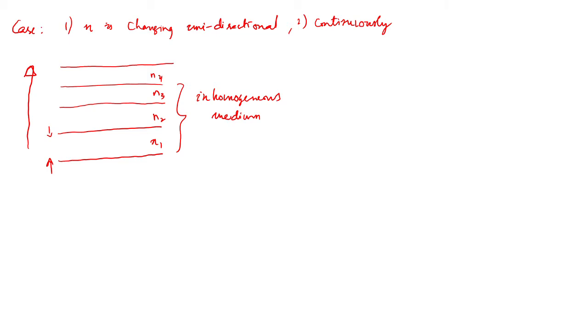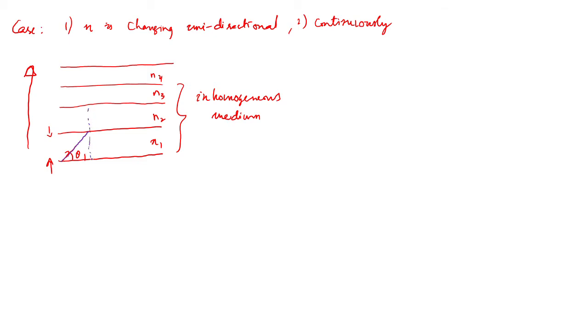So we are approximating a continuously changing index of refraction with several layers of constant refractive index: N1, N2, N3, N4. Now suppose your ray of light goes from this medium at an angle θ1. When it is incident at the interface between N1 and N2, we have to use Snell's law.